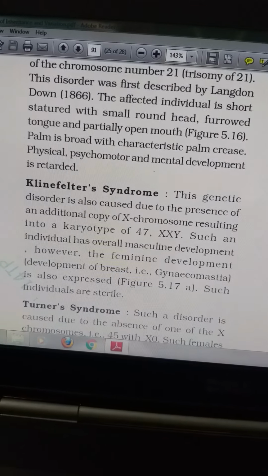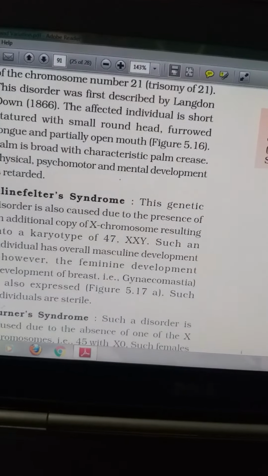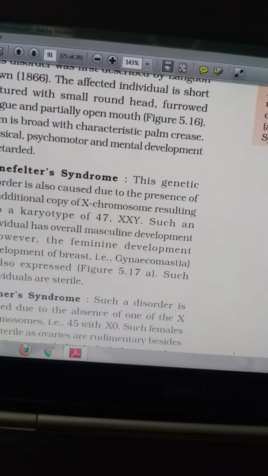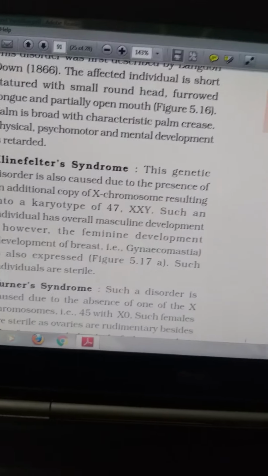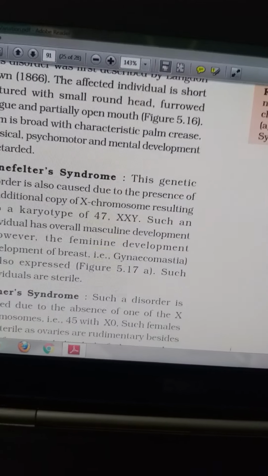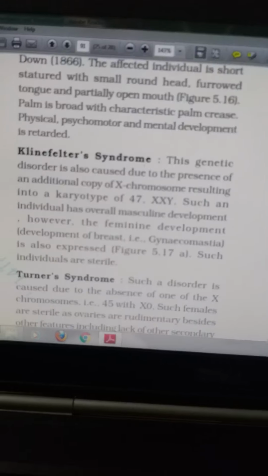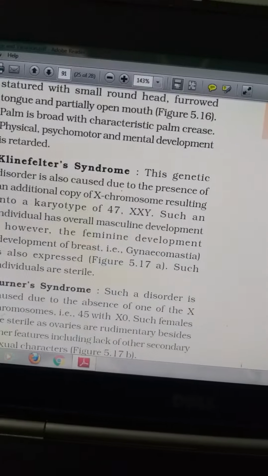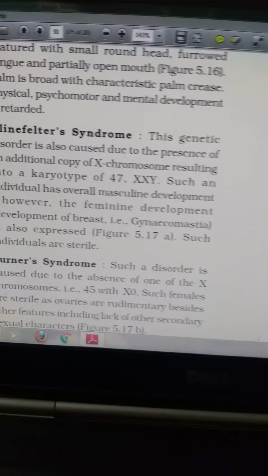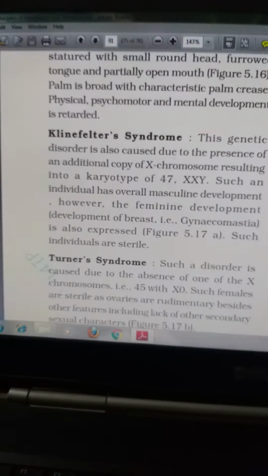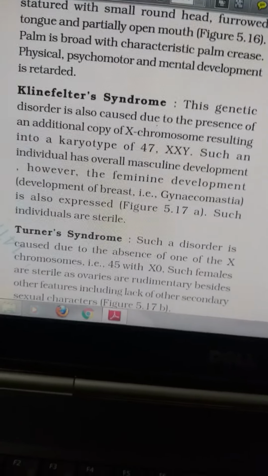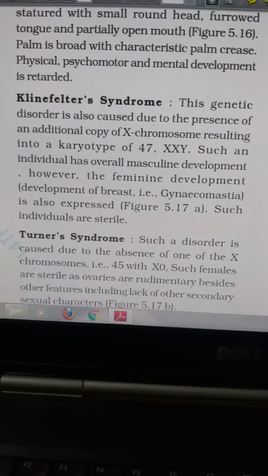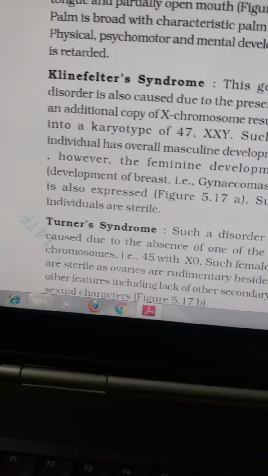Klinefelter, I said, these are super females with XXY. So they have a 47 karyotype. Normally, individuals have 46 chromosomes. Since they have an extra X chromosome, they are XXY. They are overall masculine because the presence of Y gives a masculine character, but there is an extra X, the double X condition. This basically happens due to non-disjunction of chromosomes. That means when the chromosomes separate, they don't separate. So that is also a mechanical failure.